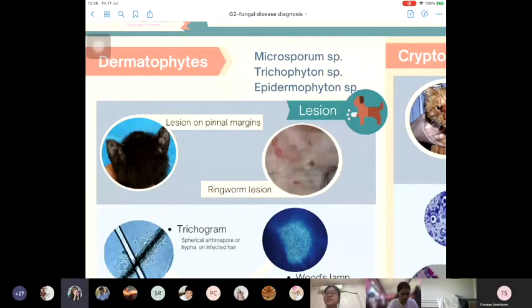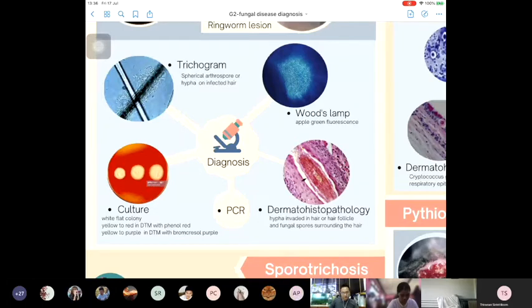This fungus can be diagnosed by many types of methods. 1. Trichogram. This method collects a sample by plucking hair from the lesion. Positive results show spherical arthroconidia or hyphae on infected hair. 2. Wood's lamp. Microsporum canis infected skin shows apple green fluorescence, but negative results may occur in some strains of M. canis. 3. Culture. Dermatophytes are able to grow on a specific medium called dermatophyte test medium. A positive result shows a white flat colony and changes the color of the medium from yellow to red in DTM with phenol red, or yellow to purple in DTM with bromocresol purple.